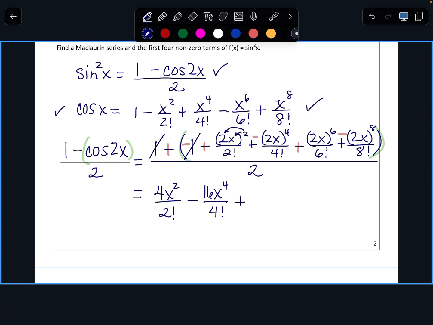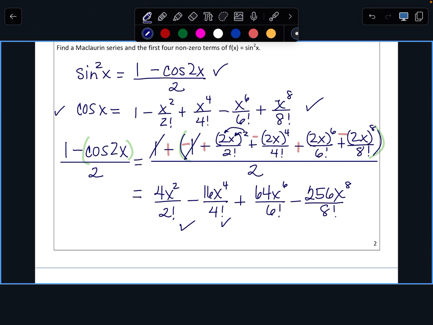And then it's going to be plus 2 to the 6th, which is 64, so 64x to the 6th over 6 factorial. And then the next one, 2 to the 8th, is 256. Gets kind of big fast. 256x to the 8th power over 8 factorial. So now let me look at those terms: 4x squared over 2 factorial, and then 16x to the 4th over 4 factorial.